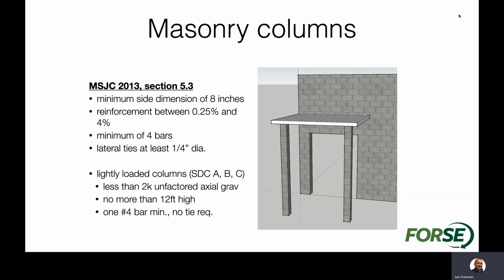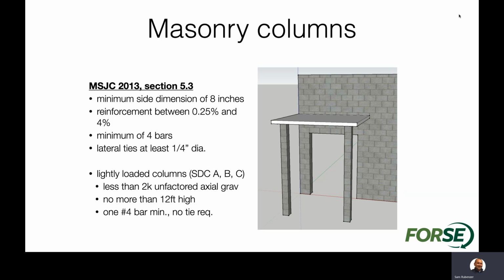We also have lightly loaded columns that we can consider in lower seismic design categories. Really those elements that are going to be very little load, maybe a very small canopy or something like that, where we can just have one number 4 bar as a minimum and no tie requirements. So that can be certainly helpful.